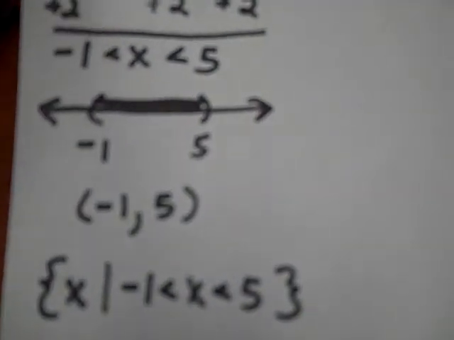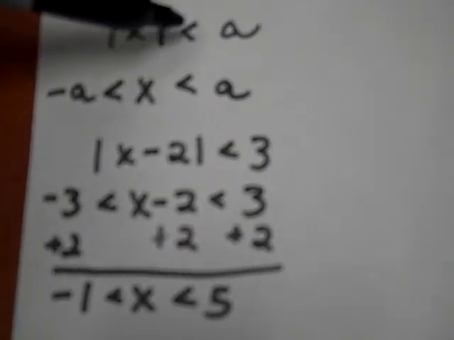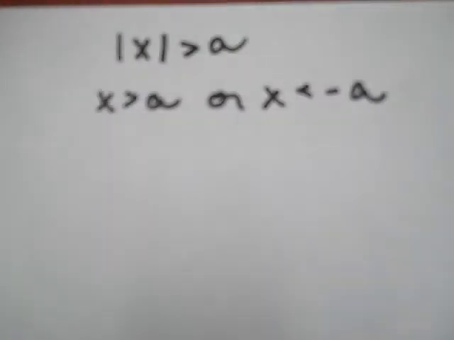Now, if instead of absolute value of x less than a, we change that to absolute value of x is greater than a, we have to use an OR definition. That means x is greater than a or x is less than negative a.